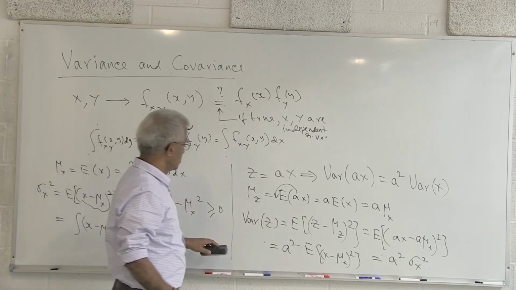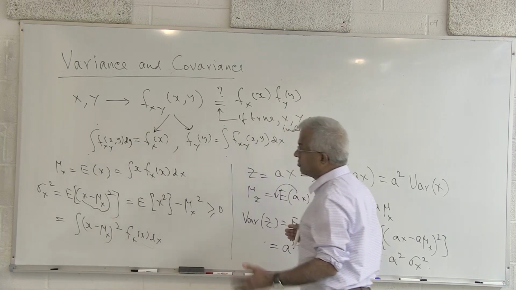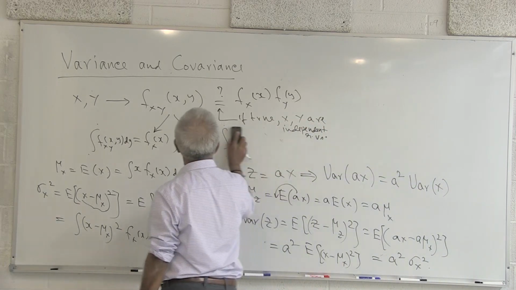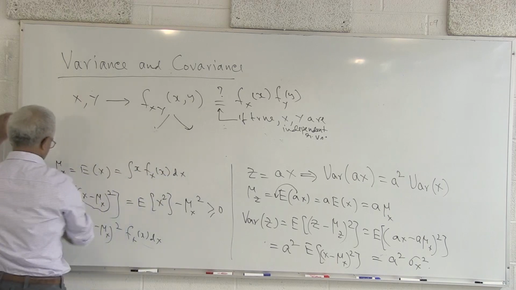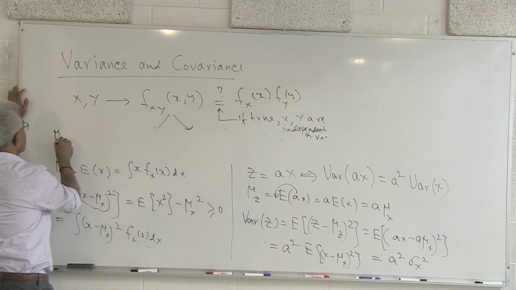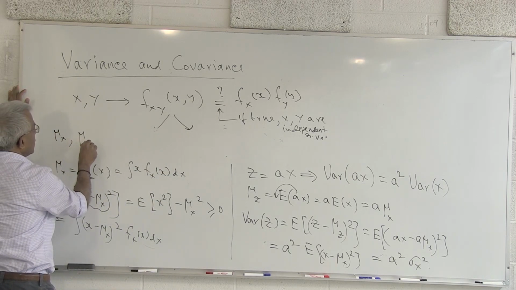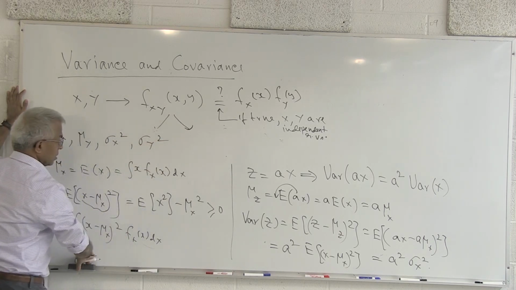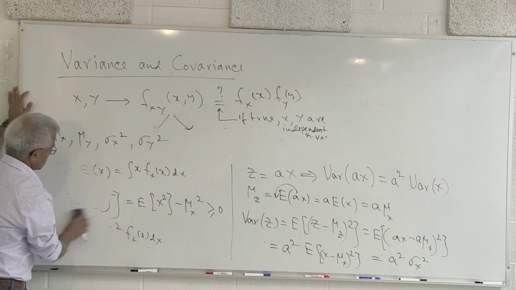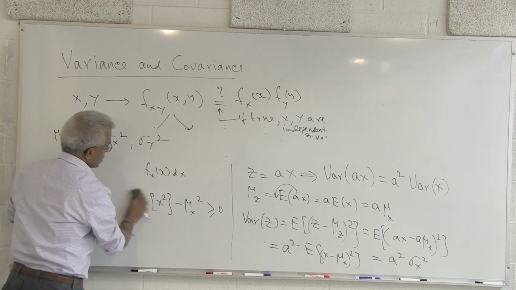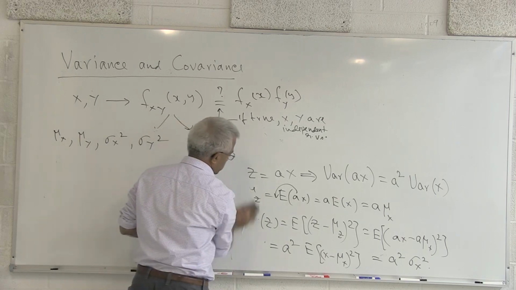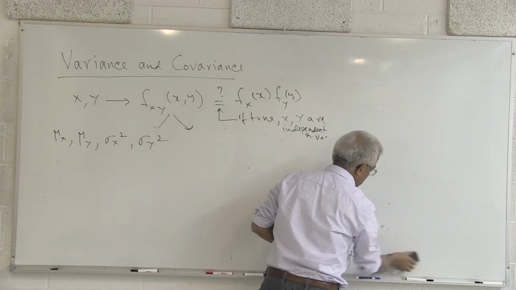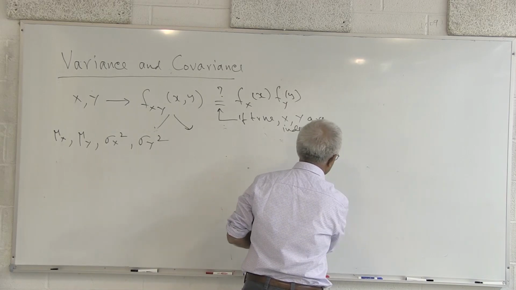Now, similarly you have sigma y squared. So we have mu x, we have mu y, sigma x squared, sigma y squared, which are all a description of the random variables x and y separately. Now, to describe them jointly, we could introduce the notion of covariance.